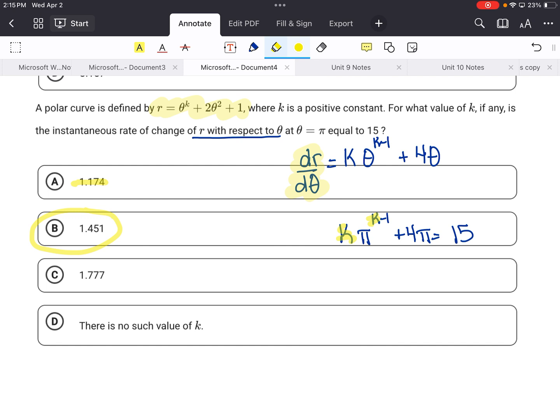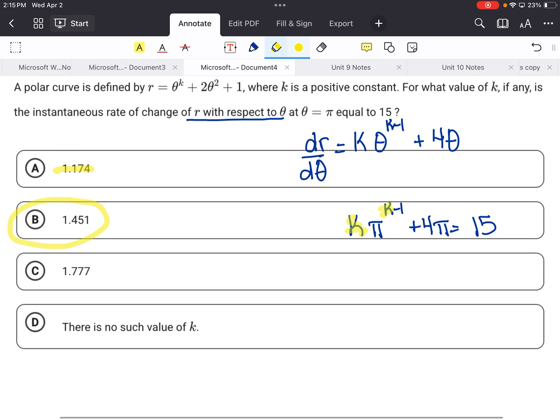K is just a number. So how do I do derivative when I have a variable with an exponent that's a number? Exponent times the number in front, subtract 1 from the exponent. So there's the derivative. And then it's asking me if theta is equal to pi. So I can plug in pi for the thetas, and I want it to equal 15. So then this just becomes an algebra question. For me, if I were taking a test, this would be a guess and check question. So could I solve that? Probably.